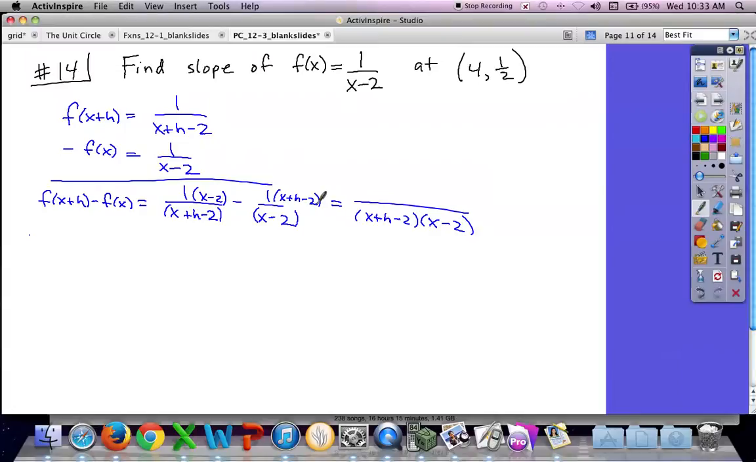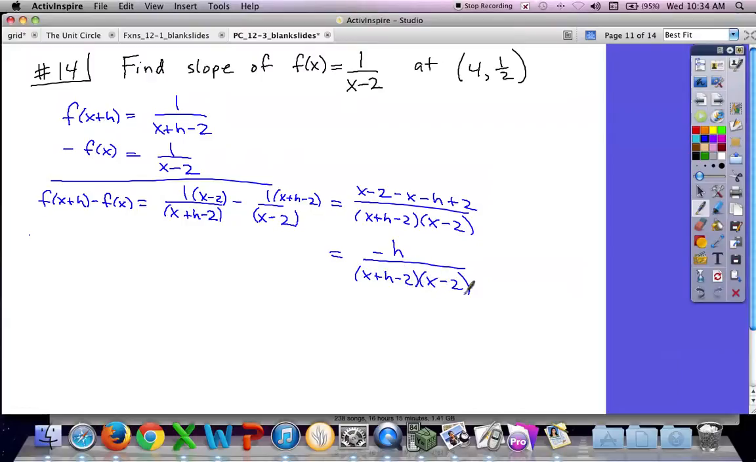We can combine the numerators. It'll look like x minus 2. And now remember, this minus is going to switch the signs of everything that follows. So it'll be minus x minus h plus 2. Right? Minus x minus h plus 2. The x's cancel and the 2's cancel. So now all we have left is negative h divided by x plus h minus 2 times x minus 2.